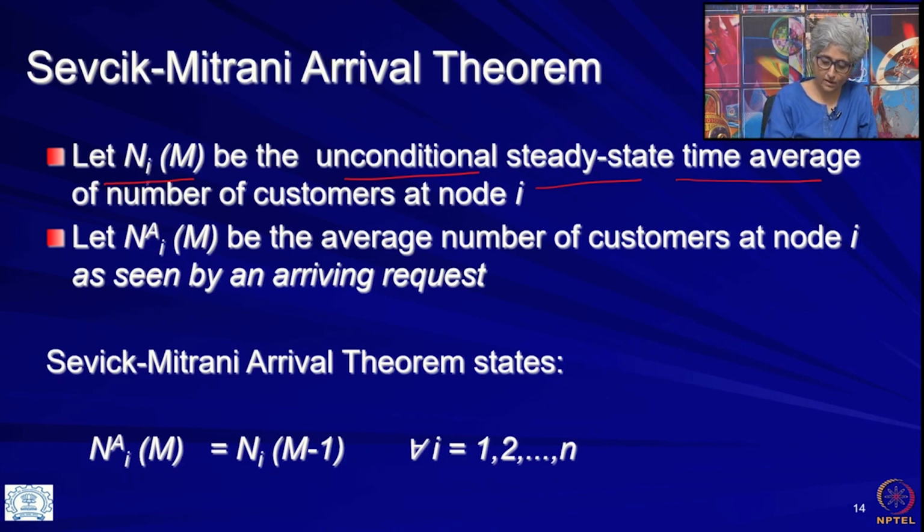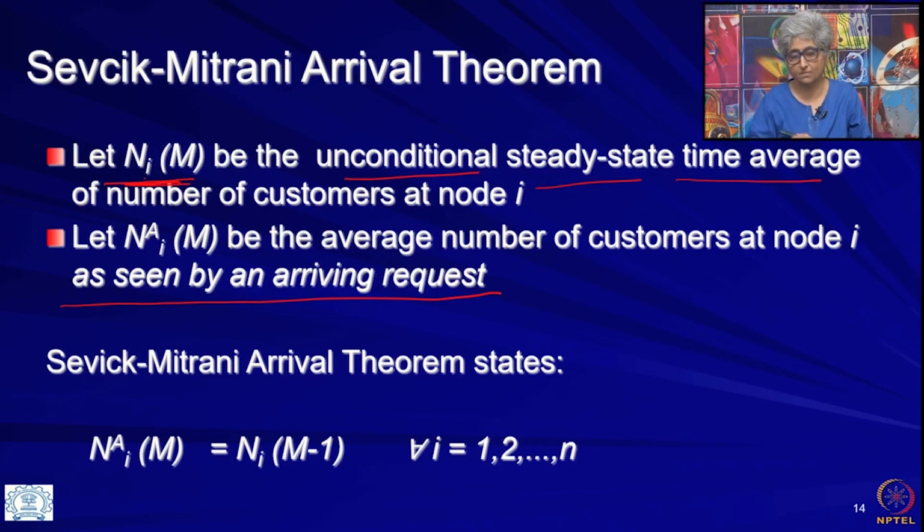So, let N_I^M, where I is the index of the node and M is the load level. This is how we express every metric in a closed queuing network. At load level M, the steady state time average of the number of customers at node I is denoted by N_I^M. As opposed to that, let N superscript A and subscript IM be the average number of customers at node I as seen by an arriving request. Again, please go back and look at the lectures which are talking about how unconditional averages are different from what is seen at arrivals, or seen at any other points also. Even the averages seen at departures will be different, or if it is conditioned on any other event, then it is different. Those averages are not always the same. We had talked about this in the context of PASTA, so you can go back and look at the lectures on PASTA. These two averages need not always be the same.